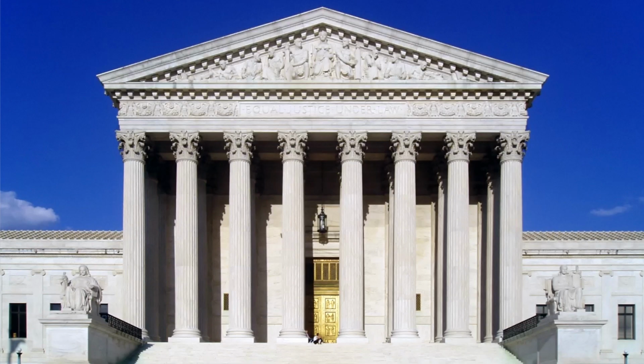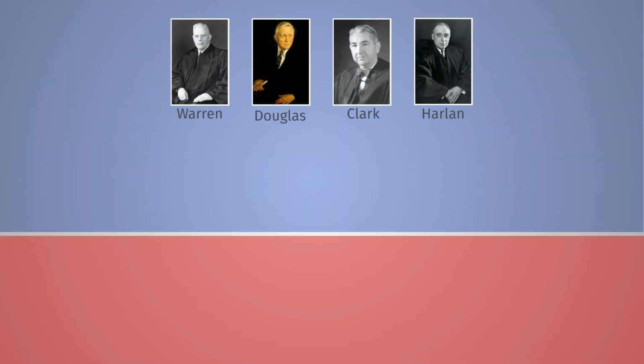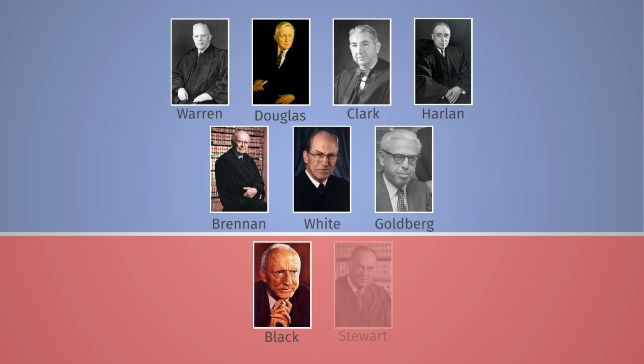In November 1961, Griswold and Buxton deliberately violated Connecticut's law so that they would be arrested. They were each fined $100. On appeal, the Supreme Court reversed their convictions. 7 justices found that Connecticut's prohibition on the use of contraceptives for married couples was unconstitutional. Chief Justice Warren and Justices Douglas, Clark, Harlan, Brennan, White, and Goldberg. Justices Black and Stewart dissented.